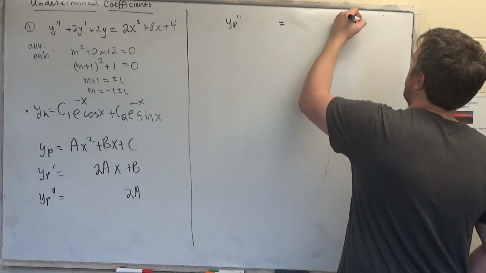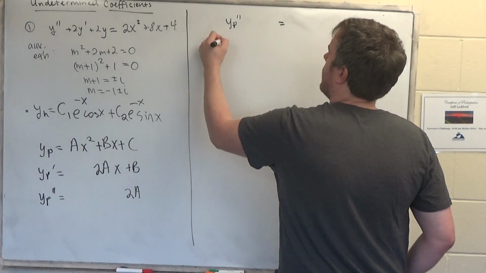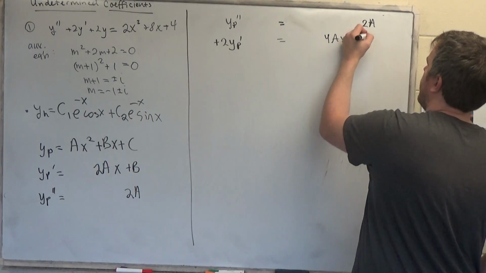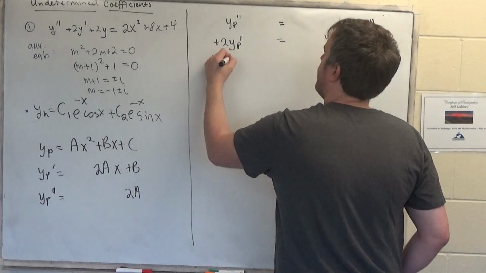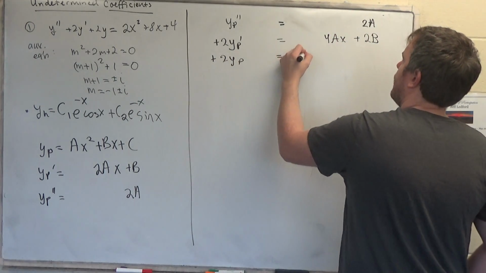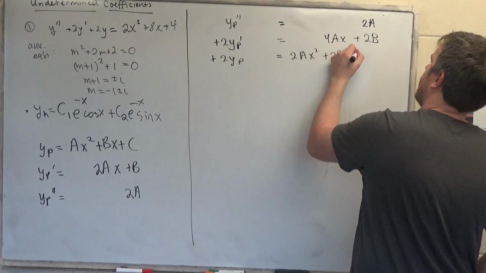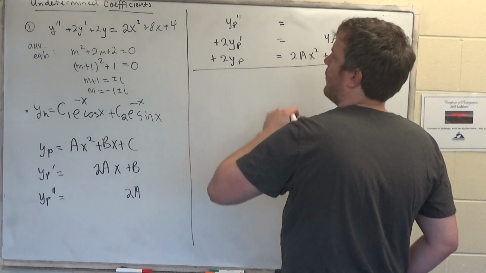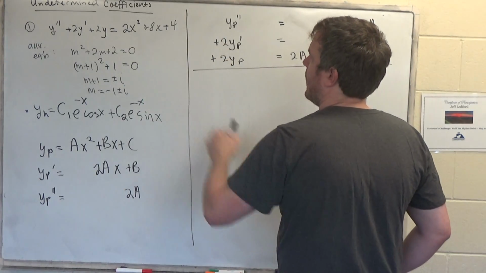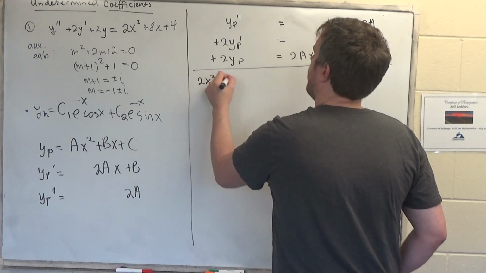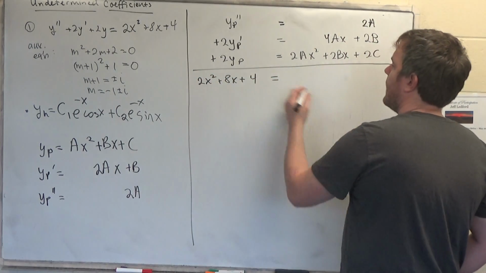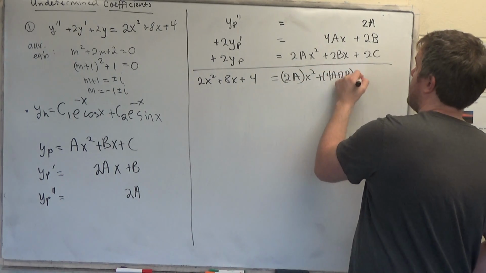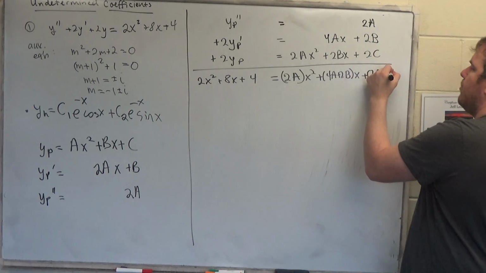So yp double prime is 2a. 2yp prime is 4ax plus 2b, and 2yp is 2ax squared plus 2bx plus 2c. If I add up the particular solution plugged into my differential equation, I'm supposed to get 2x squared plus 8x plus 4. What I actually get is 2a x squared plus (4a plus 2b) x plus (2a plus 2b plus 2c).